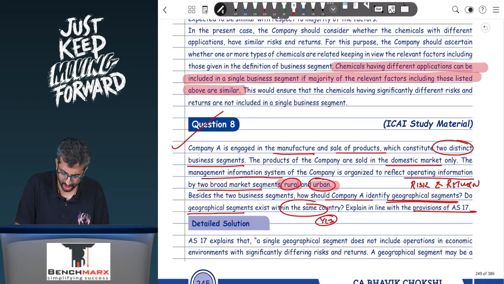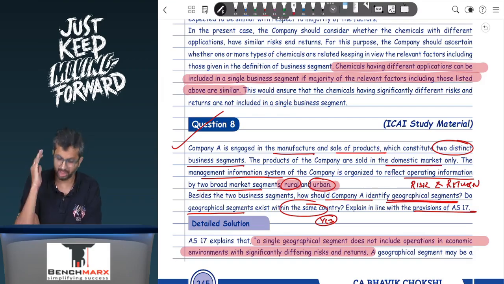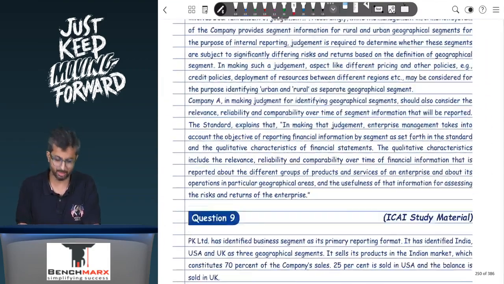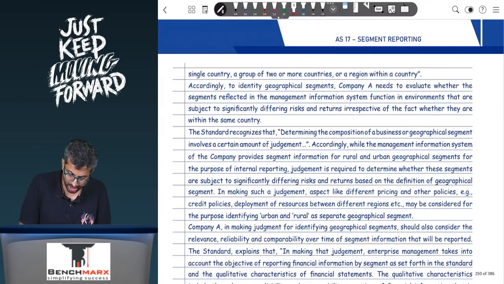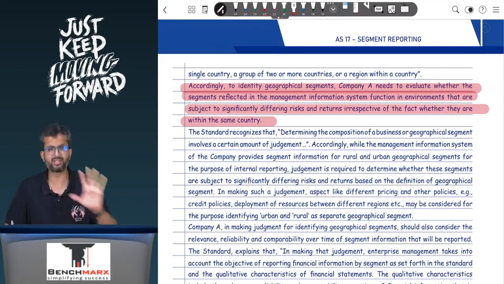Again, you see a lot of literature given. A single geographic segment does not include operations in economic environments which are having significantly differing risks and returns. So if rural and urban have significantly differing risks and returns, then you can very well treat them as separate segments. Accordingly, for geographical segments, you need to evaluate whether they are subject to different risks, irrespective of whether they are in the same country or not.